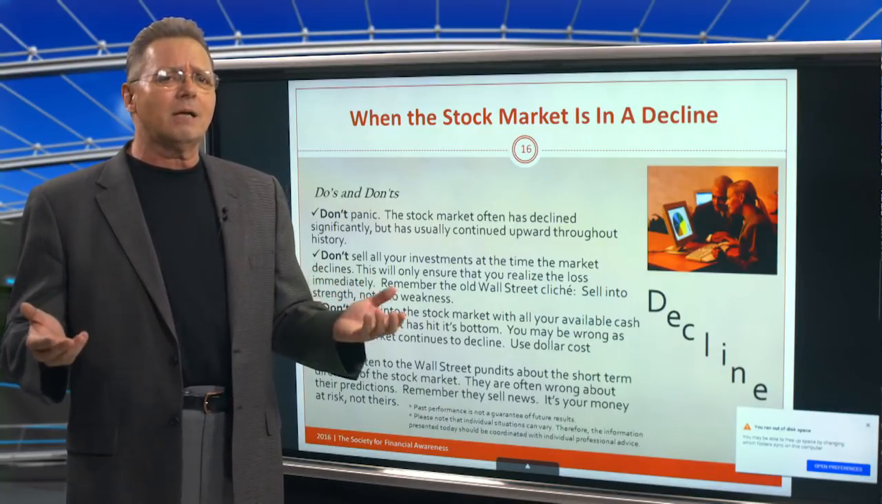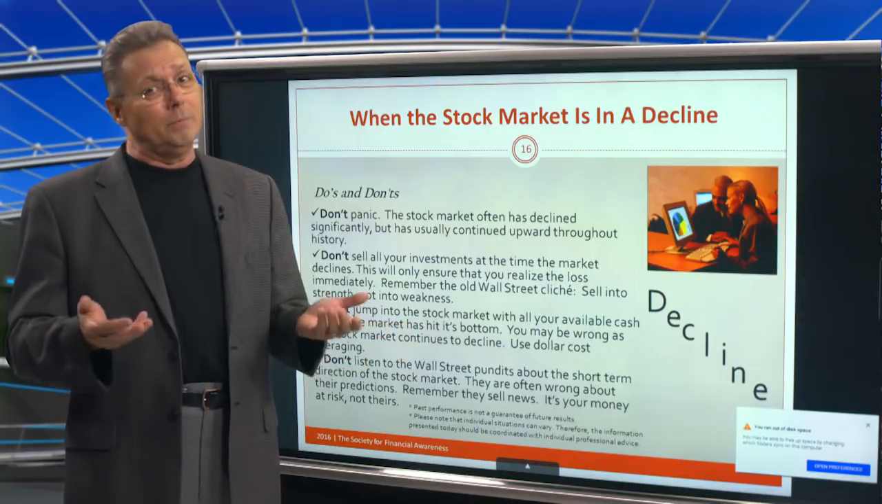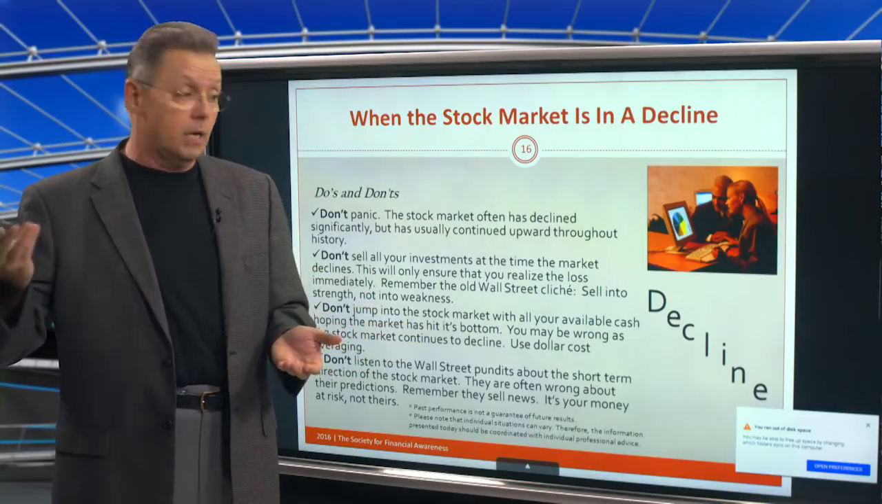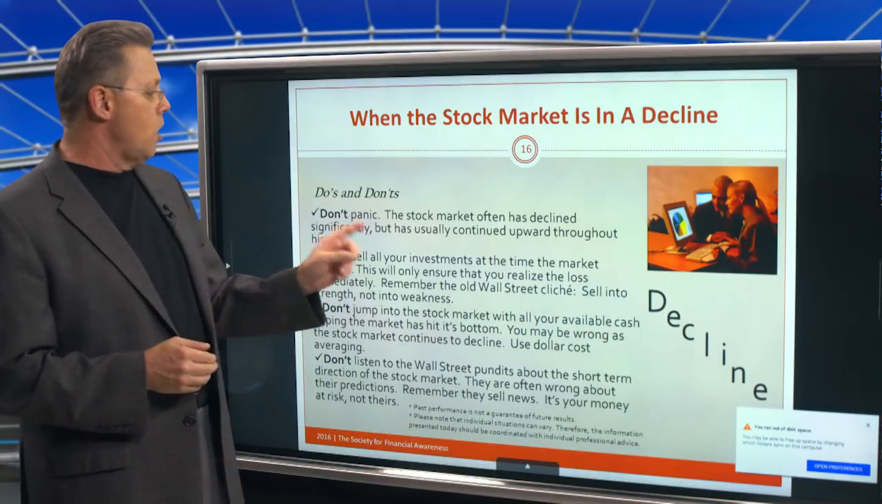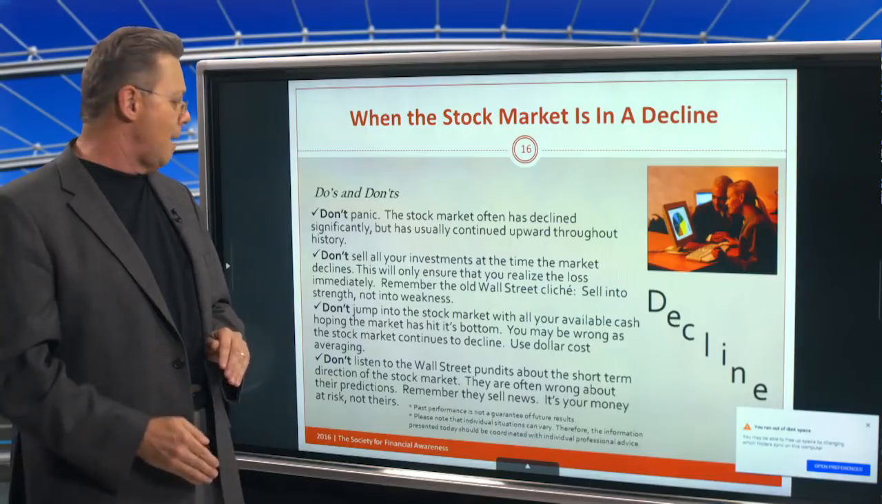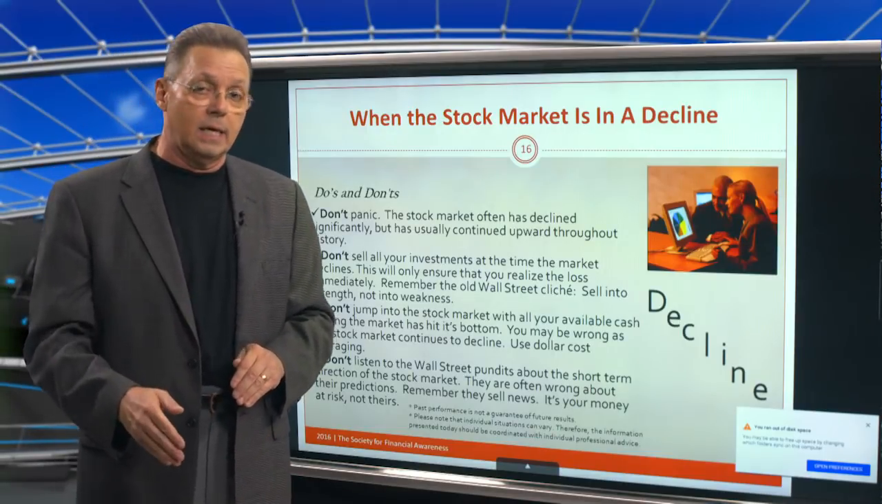But it depends upon your psychological view. If you just can't handle it, maybe you shouldn't be in it, even though you have long years before you take constructive receipt in a retirement scenario. Don't sell all your investments at one time when the market declines. This only ensures that you'll probably realize a loss immediately.